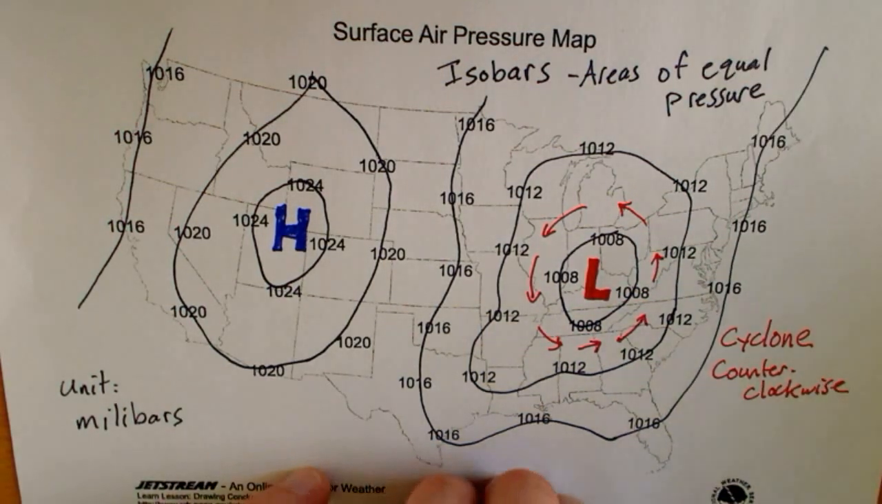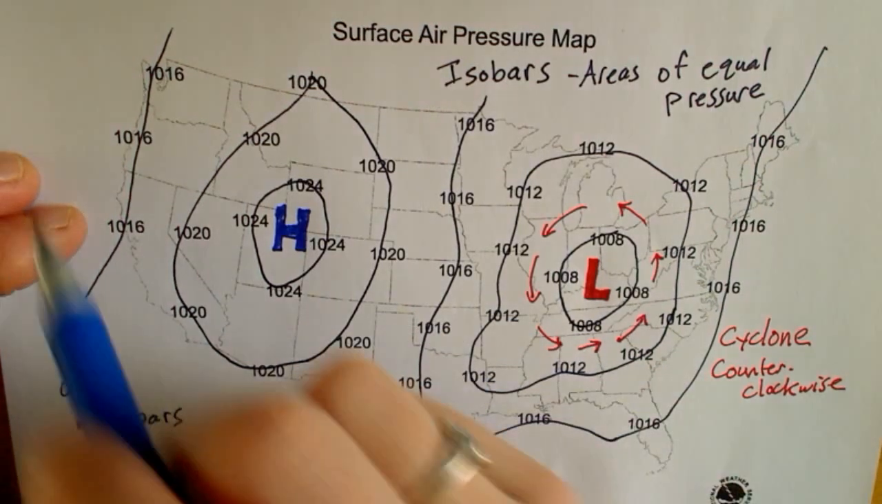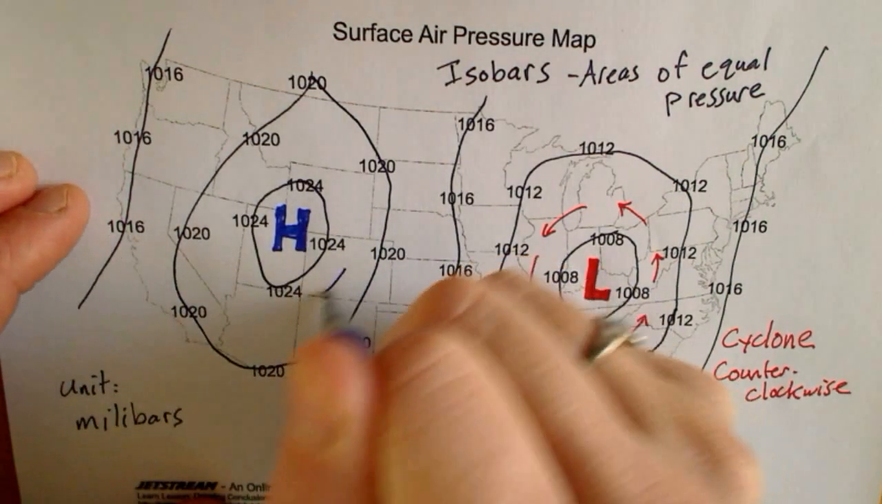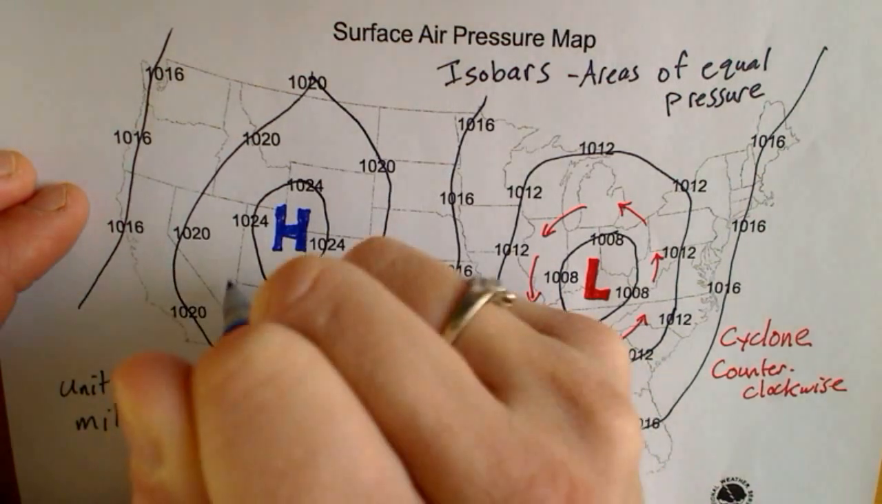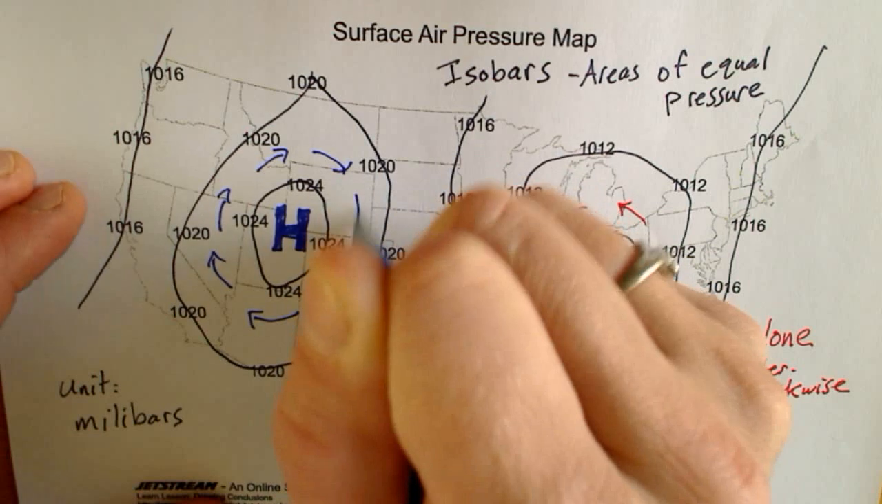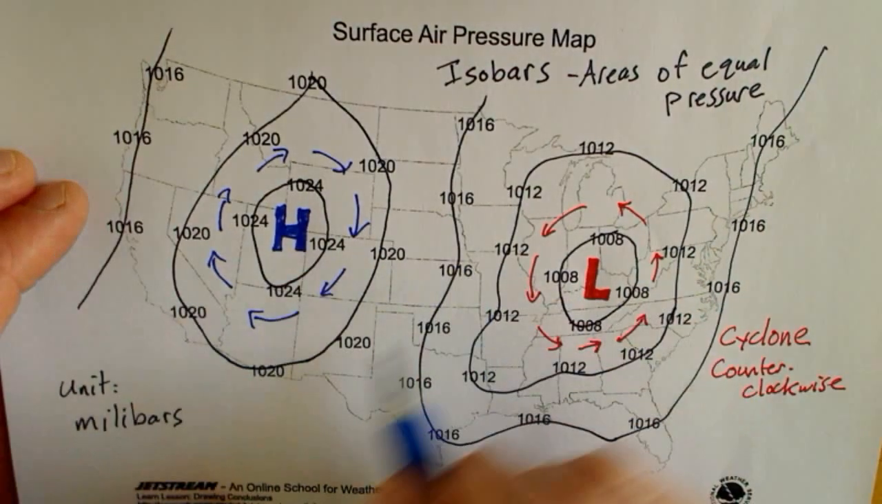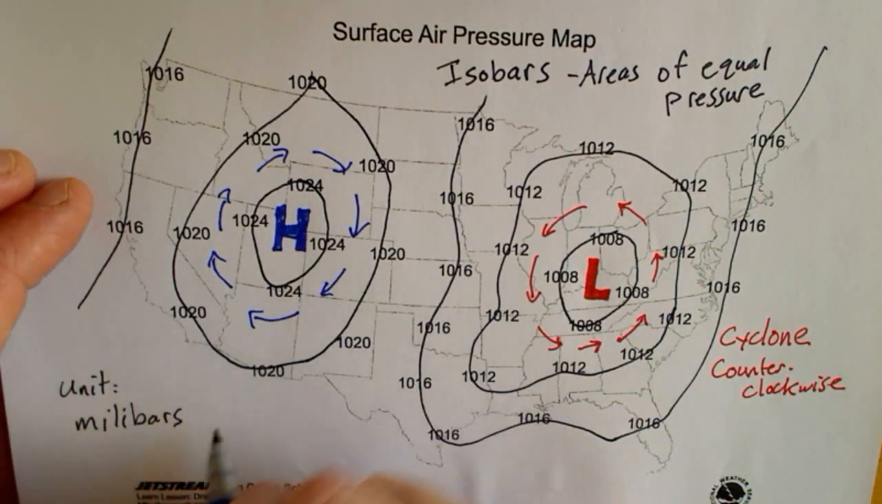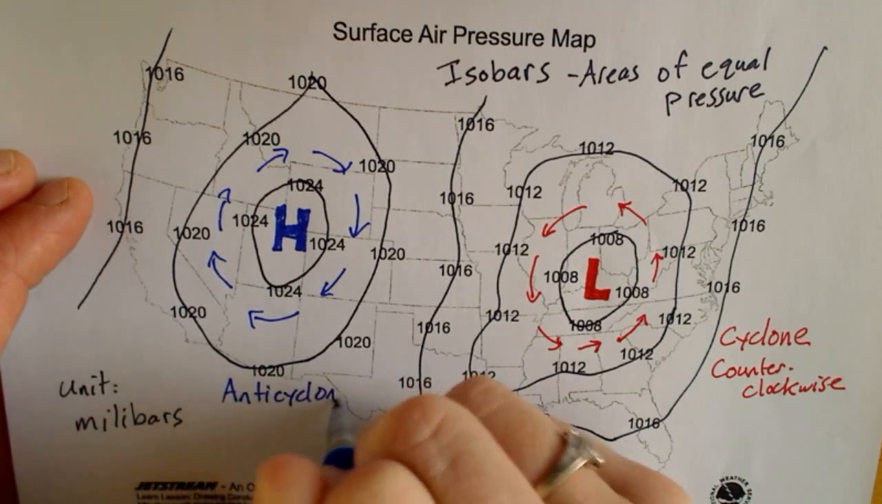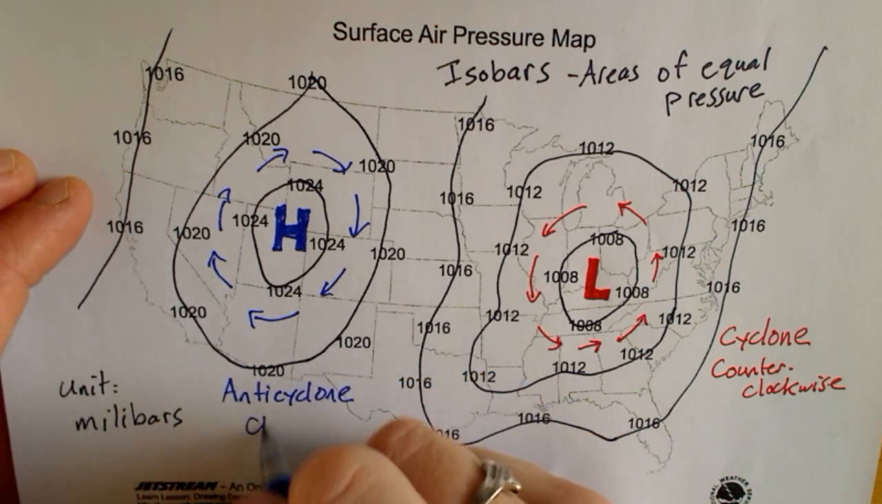And now let's look on the other side. This high pressure. High pressure is sinking. It's going downwards, down and down the drain. So it actually is going down clockwise. So the winds around this high pressure region are going to be wanting to turn more clockwise. And as we recall, this is an anticyclone. Anticyclone moves clockwise.